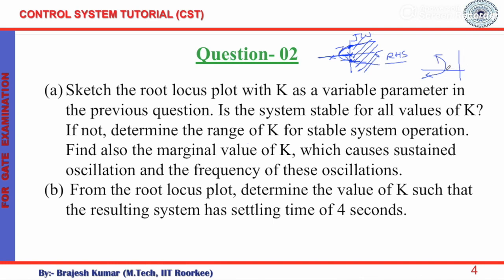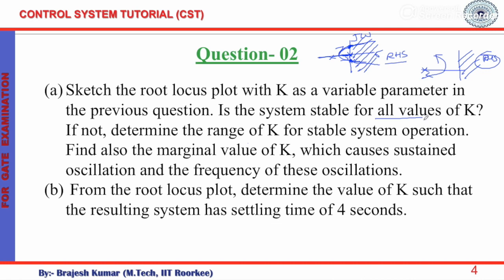It is not going to cross this boundary, and it is not going to fall on the right hand side, right? So it will be stable always. So you have to see whether it is stable for all values of k.